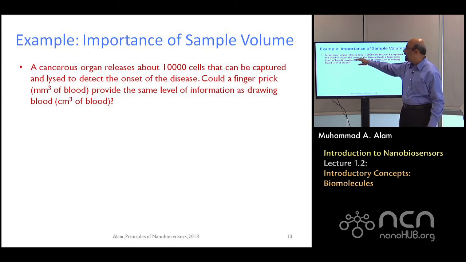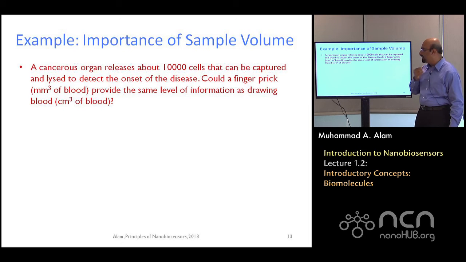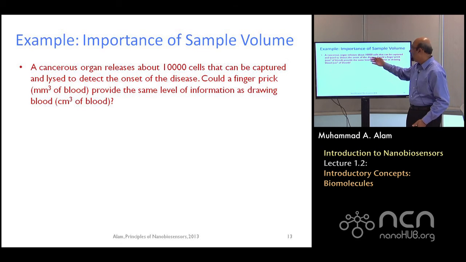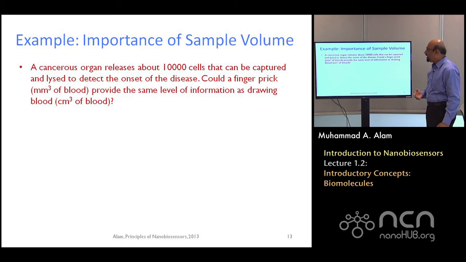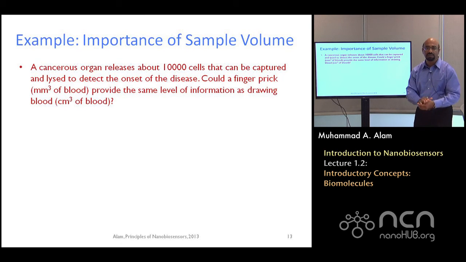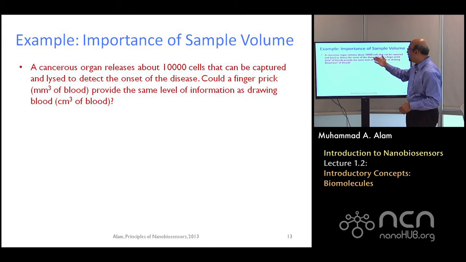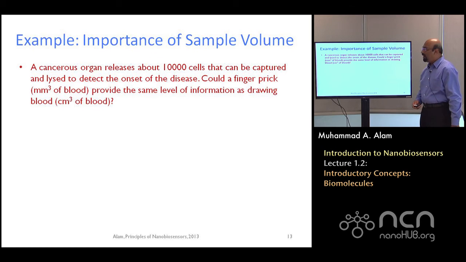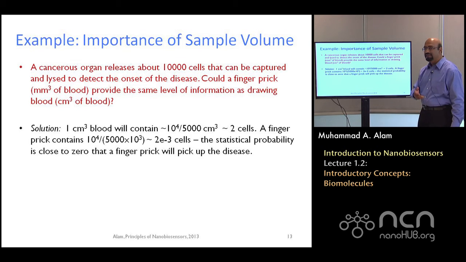So for example, let's say a cancerous organ is releasing, at a very early stage of disease, about 10,000 cells, and we want to know whether, if we just went to the doctor and drew a centimeter cube of blood, or did a finger prick and drew a millimeter cube of blood, there is any chance that the doctor will be able to find the cancer cells. Can it be done? No matter how sensitive the sensor is, let's give the doctor the best technology he might possibly have. And the answer might surprise you.